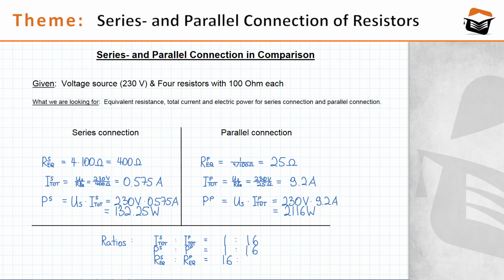And this explains why the total current and the electric power in the parallel connection is 16 times as intense, because in the parallel connection the equivalent resistance is only 1/16 of the value in the series connection.